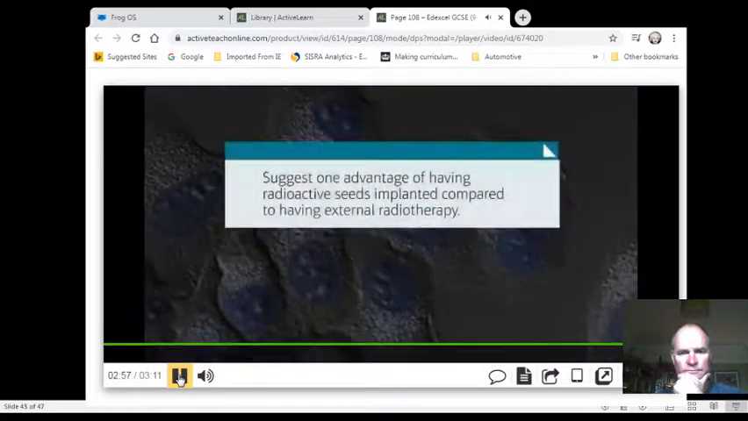Suggest one advantage of having radioactive seeds implanted compared to having external radiotherapy. Something that you need to be able to do. Okay, the advantage of implanted compared to having external?